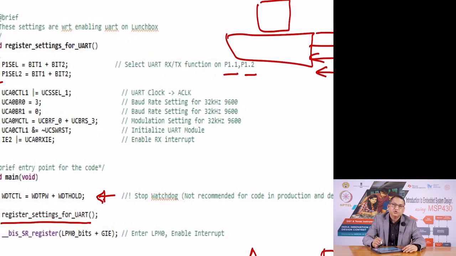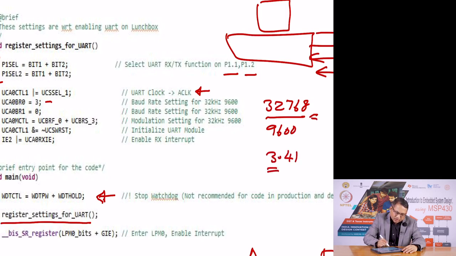Then you have chosen to use the UART clock from ACLK. In our case, the ACLK is coming from the low frequency crystal oscillator, that is 32768. The bit rate values are stored in these two registers. 32768 divided by 9600, you will get a value of 3.41. So, this 3 you are writing into one of the registers, this 0.41 into 8, the resultant value you write into the modulation register here, and then you initialize the UART module by writing into the control register, and then you enable the receiving interrupt.